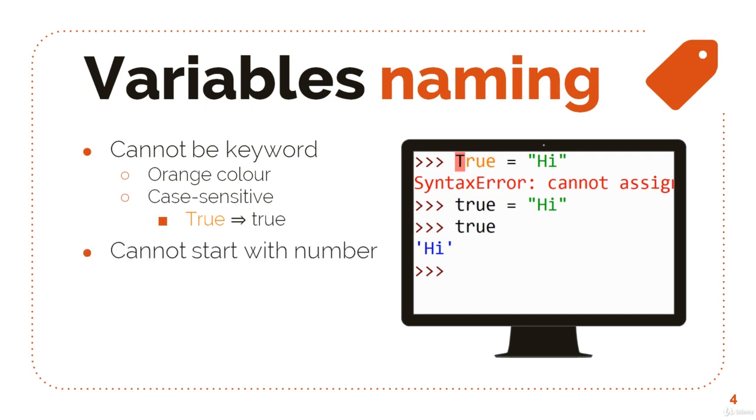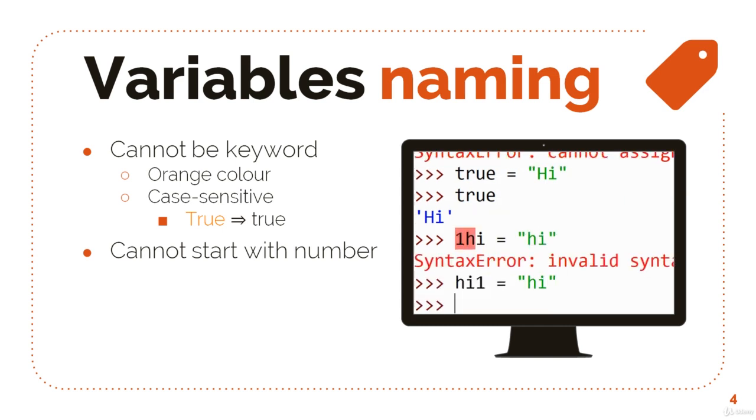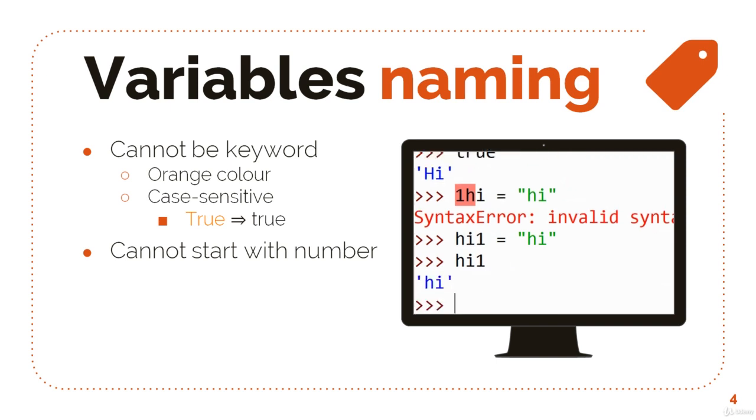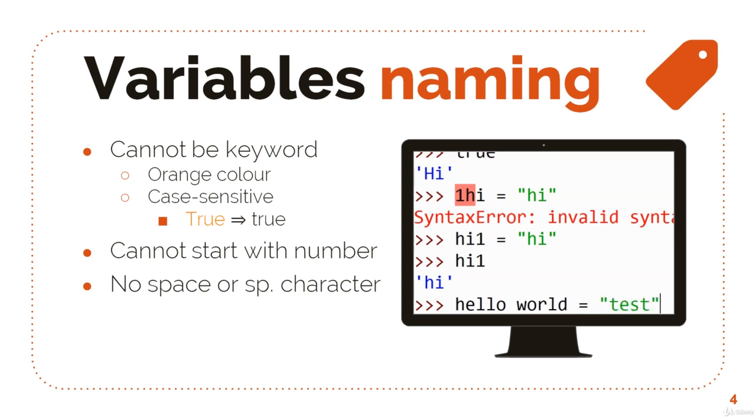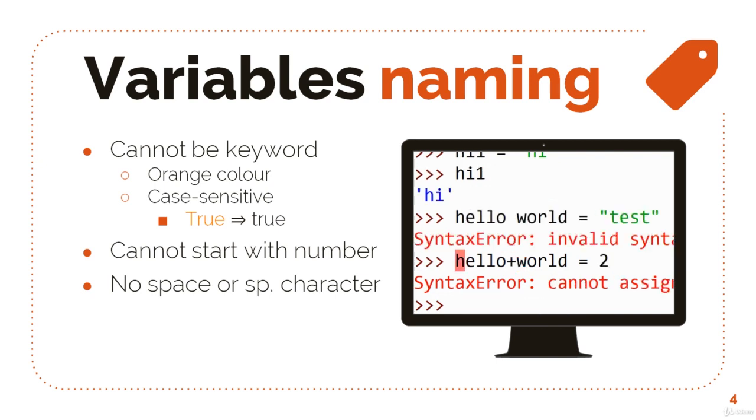The second restriction is that the name cannot start with a number. You can have a number after you've written a letter, but not before. Finally, you cannot have a space in the variable name, as that will cause an error. Nor can you have special characters such as the arithmetic operators. The only exception is underscore.